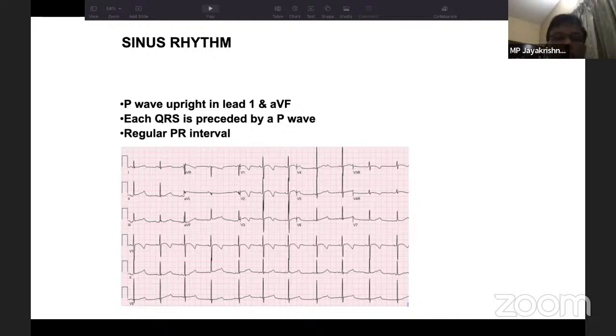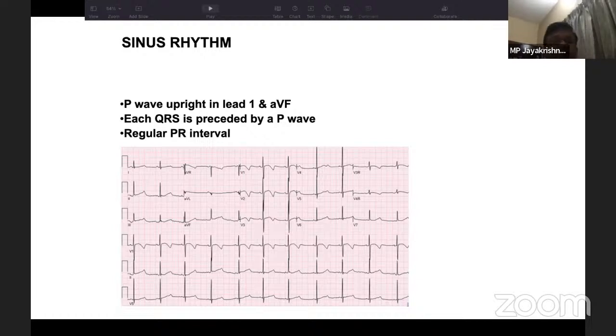Each QRS is preceded by a P wave, which I have already discussed. And the PR interval has to be regular. That means it needs to be constant. If it is variable, what does that mean? The rhythm originating area may not be the SA node. There may be some other foci in the right atrium itself from where the rhythm is originating. So three criteria need to be met.